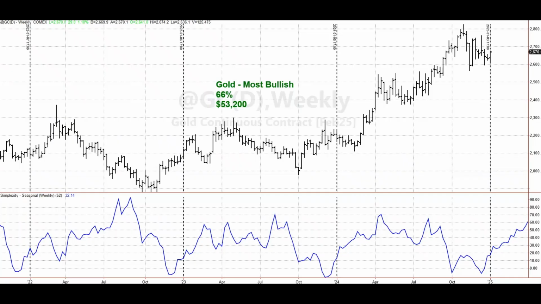And here is the seasonal price chart for gold. Gold has January as the most bullish month. It finishes higher 66% of the time and has made just over $53,000 in the back test.